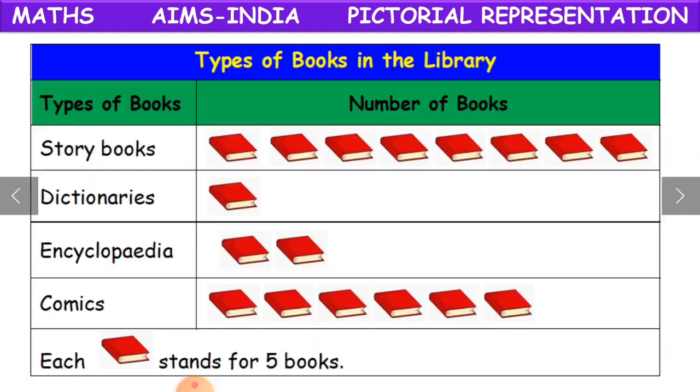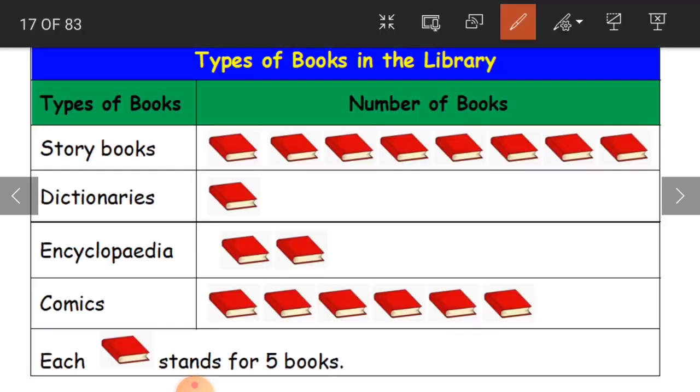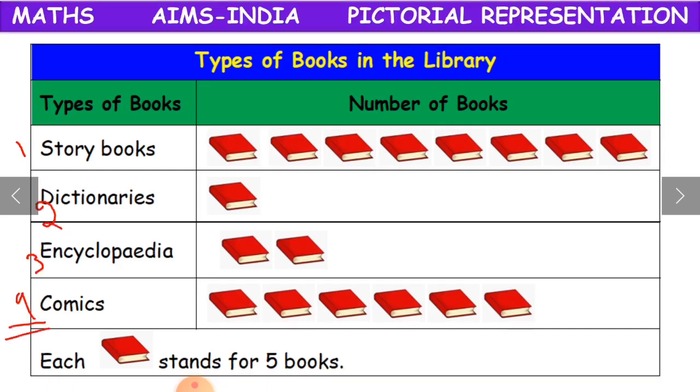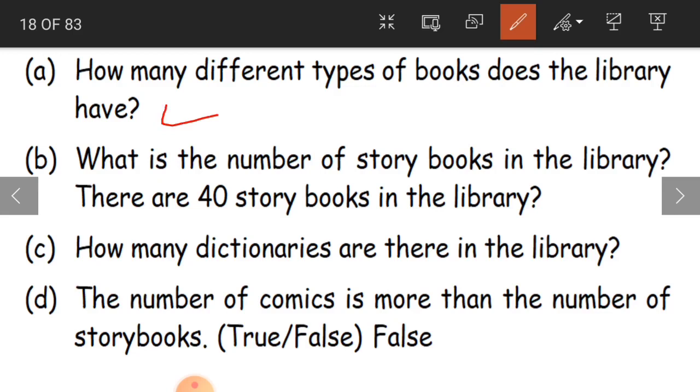How many different types of books does the library have? What are the different types? 1, 2, 3, 4. The library has 4 different types of books.